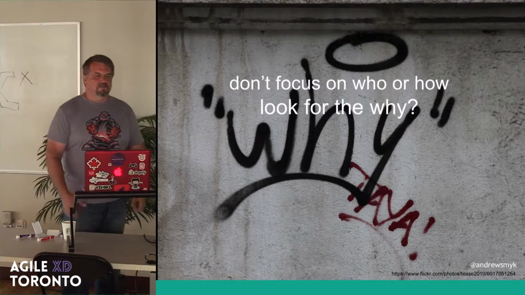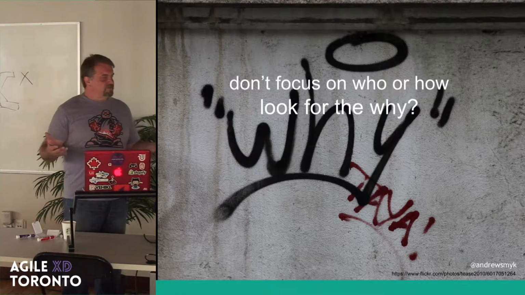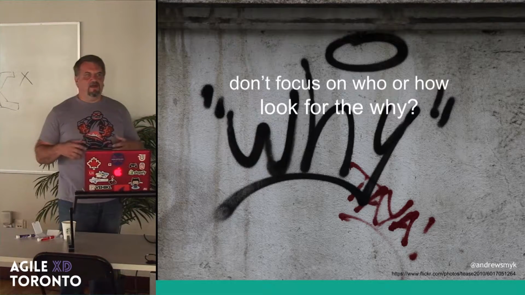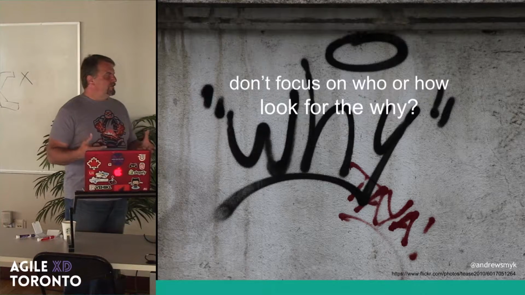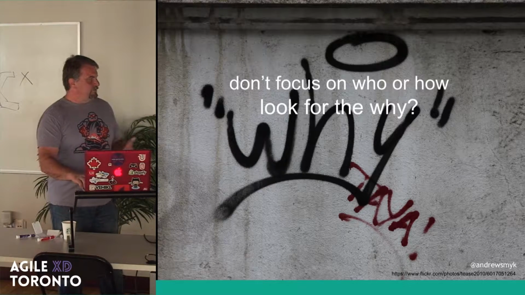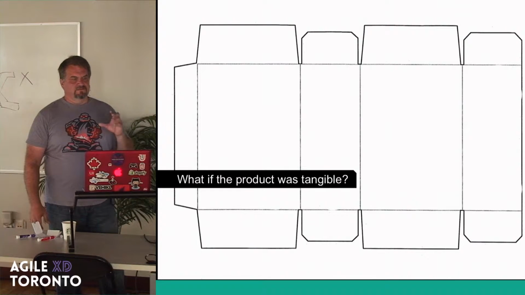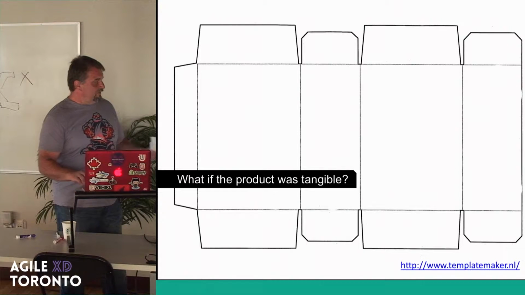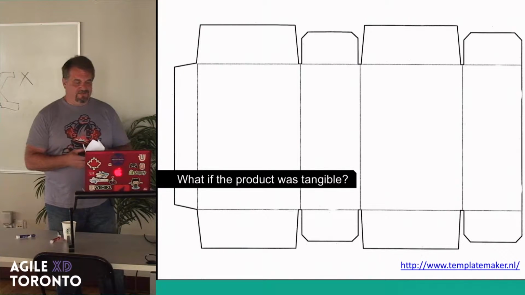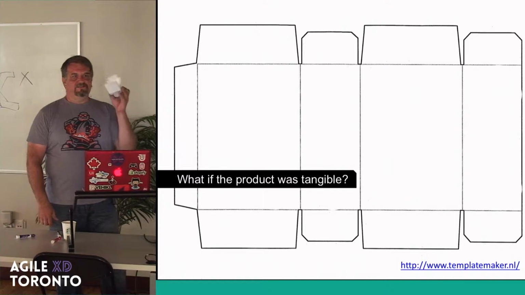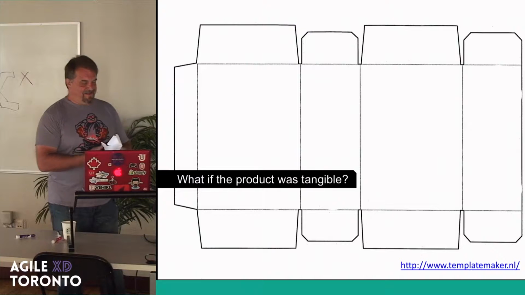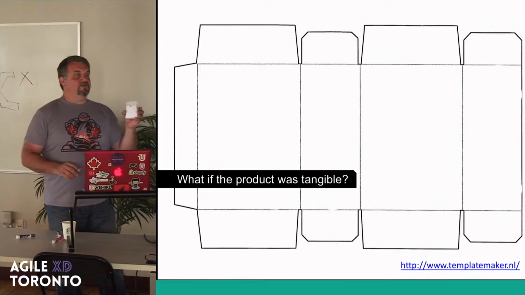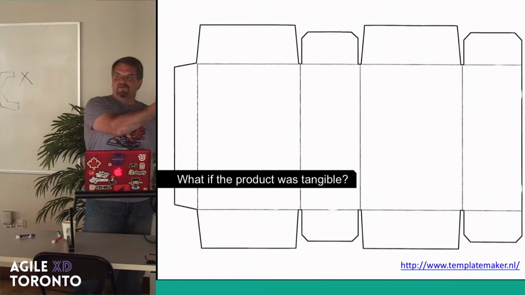So the next part of this is we've got some user requirements, we've got some features, we've got the why, and what we're going to do is figure out how can we get everybody on board to understand what this project is. So we're going to contextualize it this way. We're going to think of it as a physical, tangible product. So I went to this website called templatemaker.nl, and you just download a template, cut it out, and put it together, and you've got a little box. The digital product is now a box.